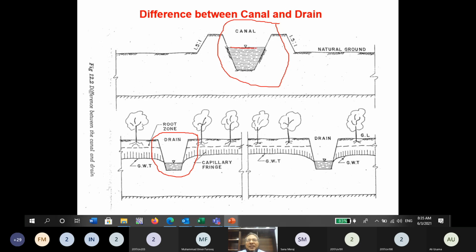What is the second difference? This is the full supply level of the canal. By the way, where do we keep the full supply level of the canal? Above the natural ground or below the natural ground? Above the natural ground. Why?